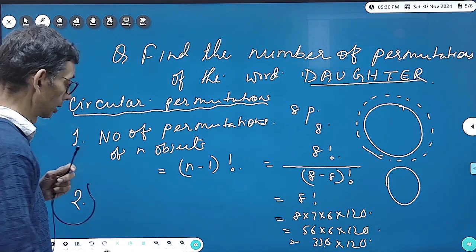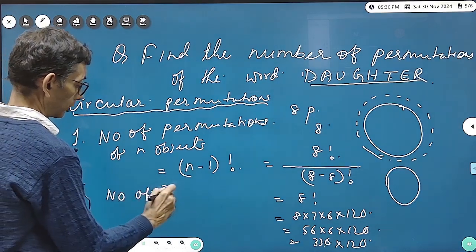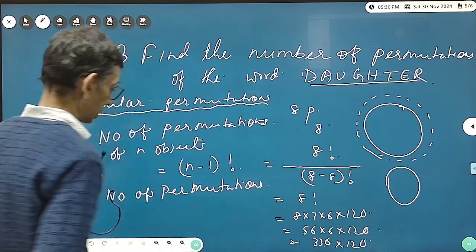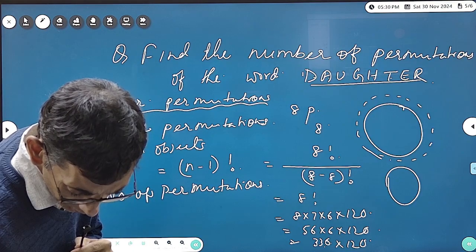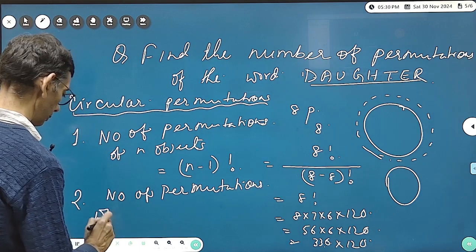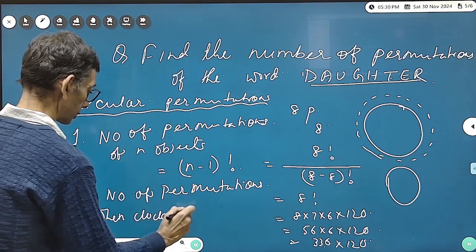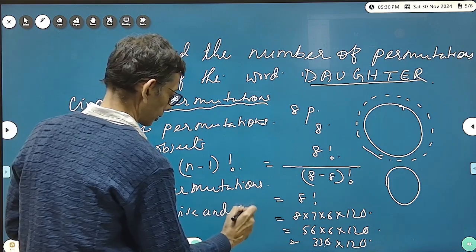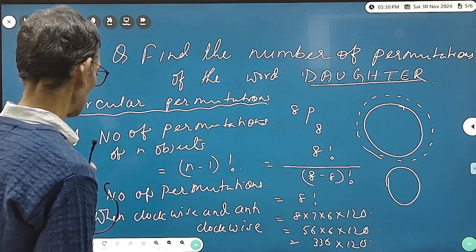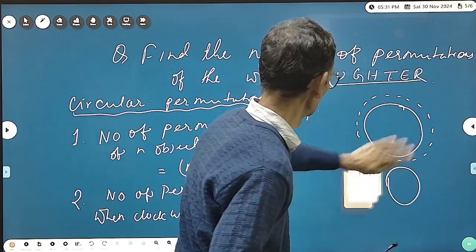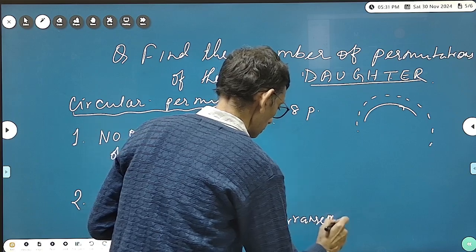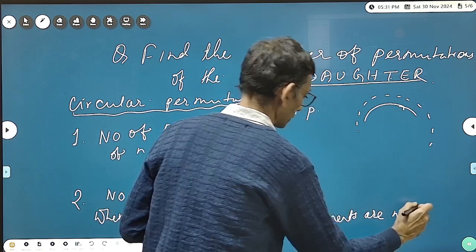So the number of permutations when clockwise or anti-clockwise arrangements are not different.